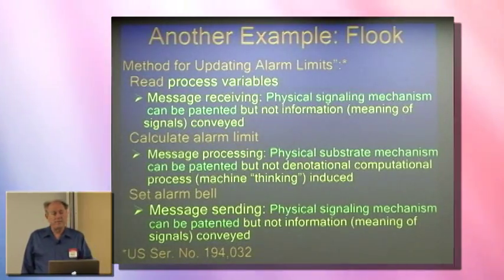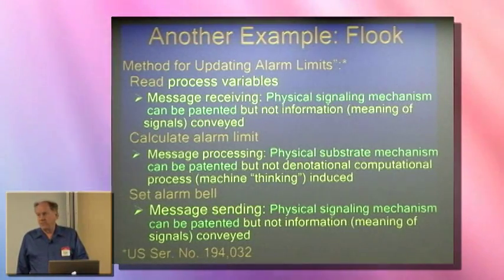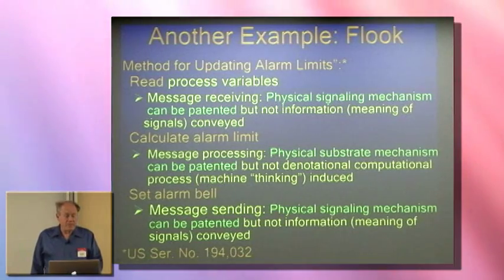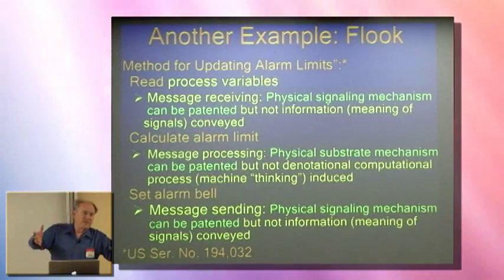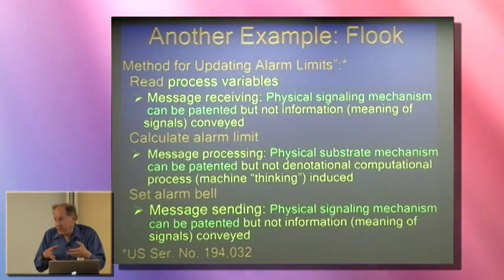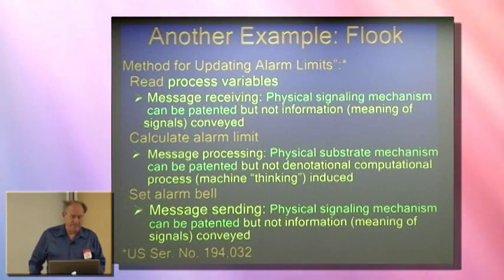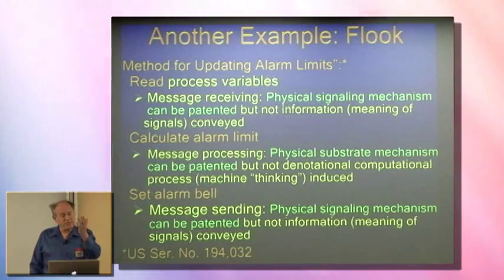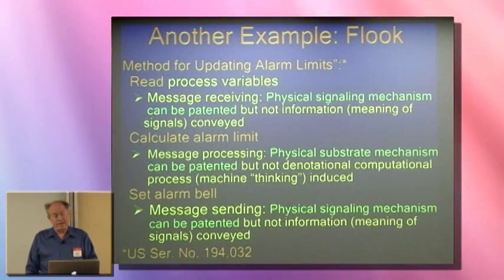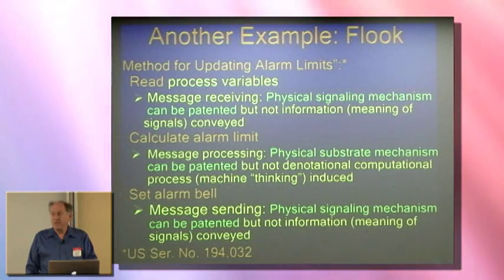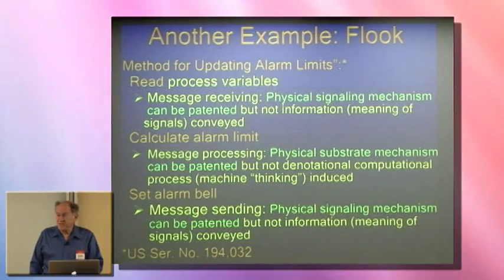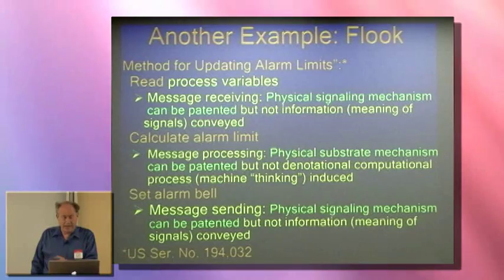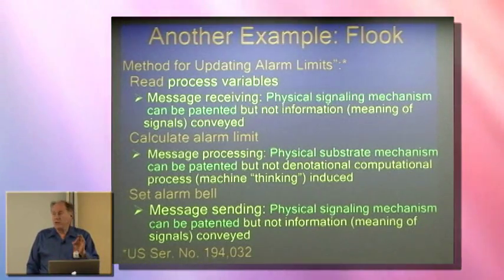Here's another famous example, actually ruled on by the Supreme Court, called Flook. And it was a method for updating alarm limits. The idea is you had some kind of a chemical process, you read the signals in, you do this tiny little bit of algebra, right, and then you set the alarm limit. Okay. So you read the process variables, that's message receiving. The physical signaling mechanism can be patented, but not the information, the meaning of the signals conveyed. Calculate the alarm limit. Well, that's message processing. The physical substrate, whatever you're using as a physical substrate, okay, that you can patent, but not the denotational computational process, the machine thinking induced.